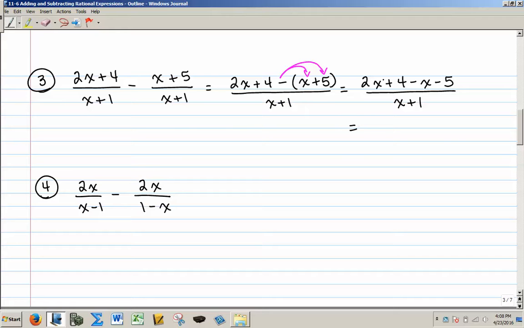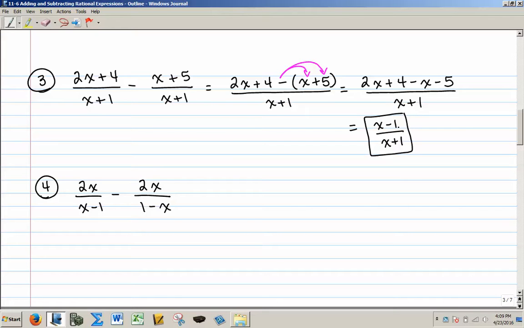And now combining like terms, 2x minus x is x. 4 minus 5 is -1 over x plus 1. And that's my final answer. And remember, I can't cancel the x's, I can't cancel the 1's because they're not being multiplied.